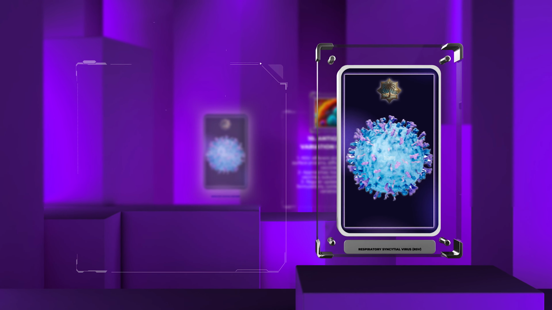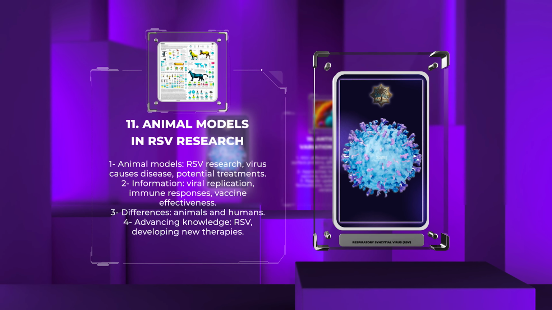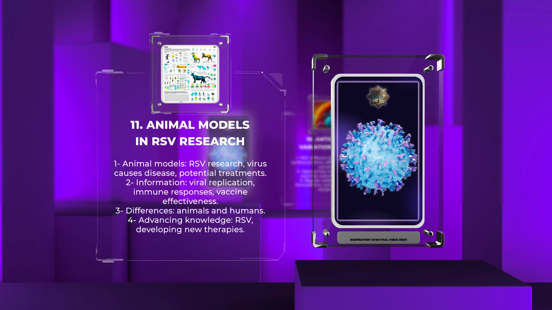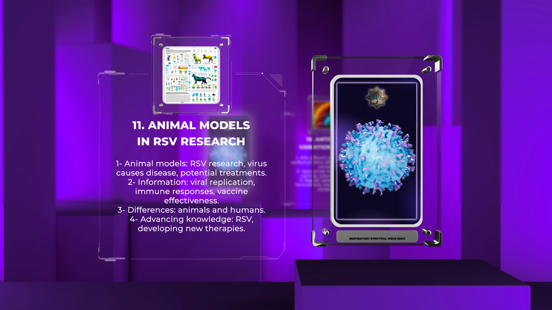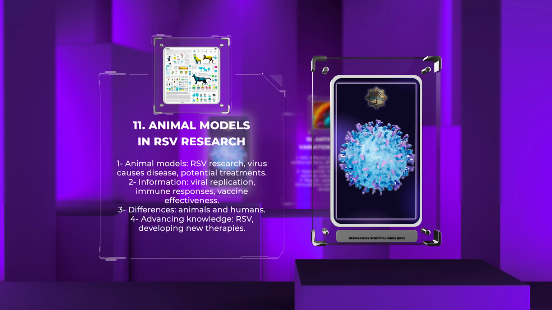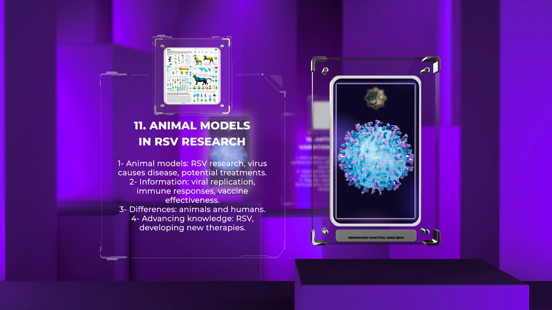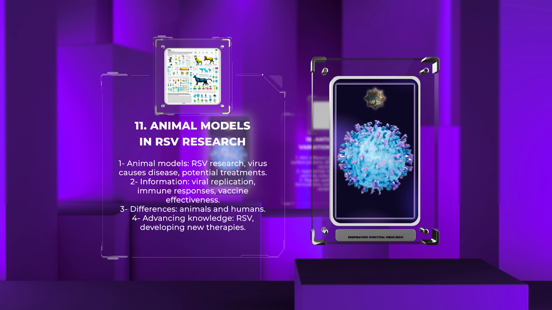Animal models are important in RSV research to study how the virus causes disease and assess potential treatments. They provide valuable information about viral replication, immune responses, and vaccine effectiveness. However, results must be interpreted carefully, considering differences between animals and humans. Animal models are vital for advancing our knowledge of RSV and developing new therapies.